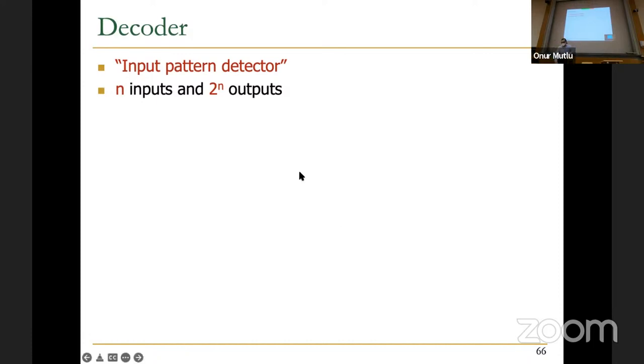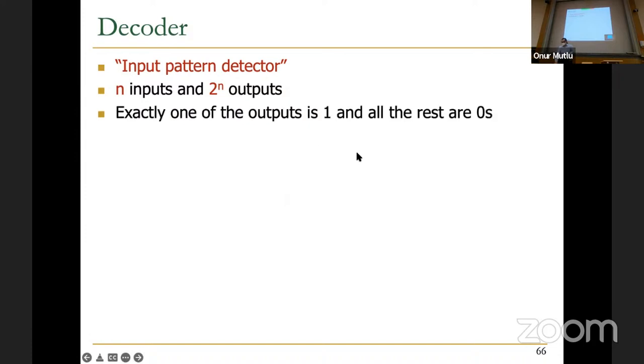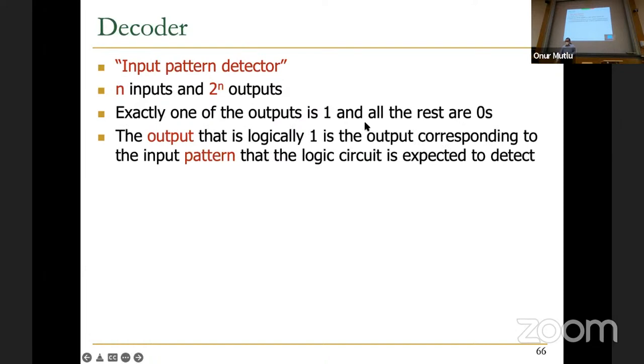Basically, you have n inputs and 2^n outputs. And I'm just going to describe this functionally. The truth table looks like exactly one of the outputs is one and the rest are zeros for a given input. Make sense? Meaning, the output that is logically one is the output corresponding to the input pattern that the logic circuit is expected to detect. Okay, what does this mean, right?